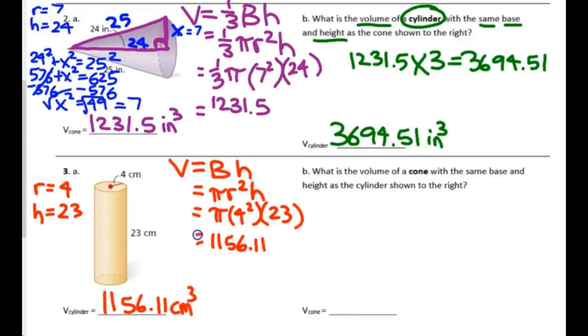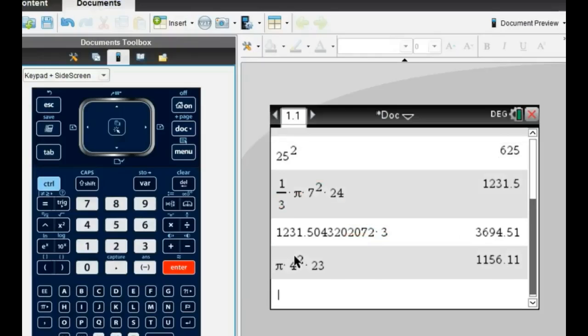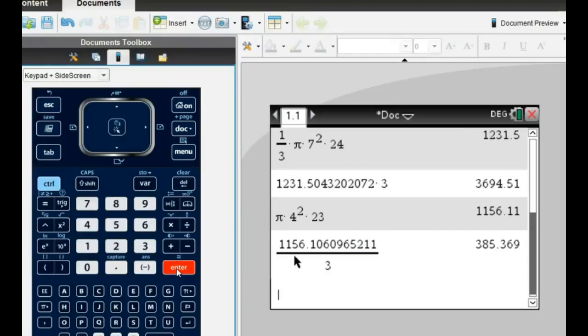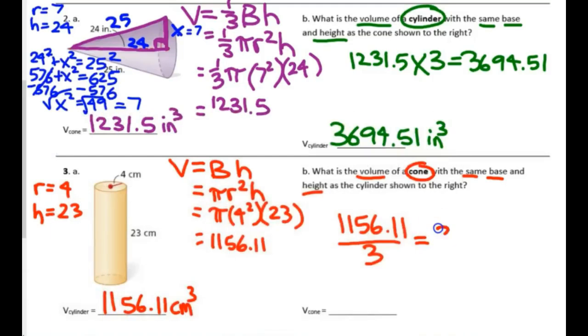And just like number 1, how do I go from a cylinder to a cone with the same base and the same height? What do I do with 1156.11? Multiply or divide? We're going down, getting smaller, so we're going to divide by 3. And we get 385.37. And those units are going to be centimeters cubed. Okay?